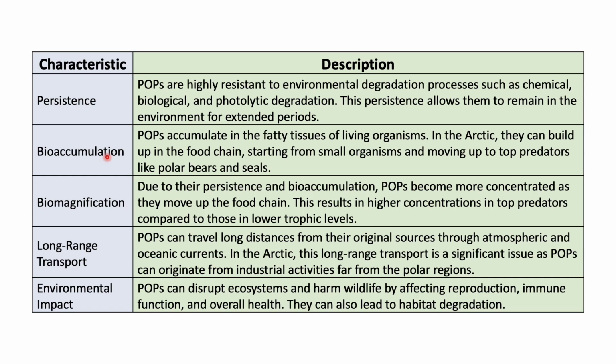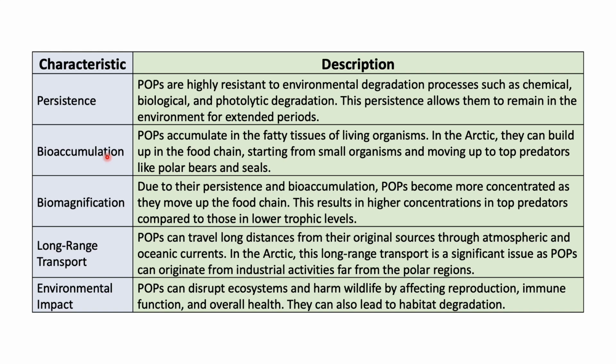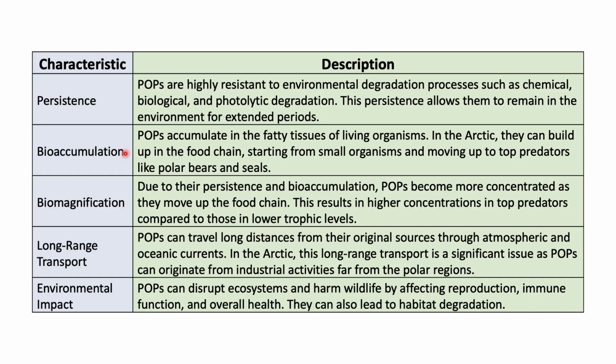So what are the characteristics for a compound to be called a POP, that is a persistent organic pollutant? Persistent means they are highly resistant to environmental degradation processes such as chemical, biological or photolytic degradation. This persistence allows them to remain in the environment for an extended period of time. Persistent does not necessarily mean it will exist forever, but it will exist for a longer time. So that is what persistent is.